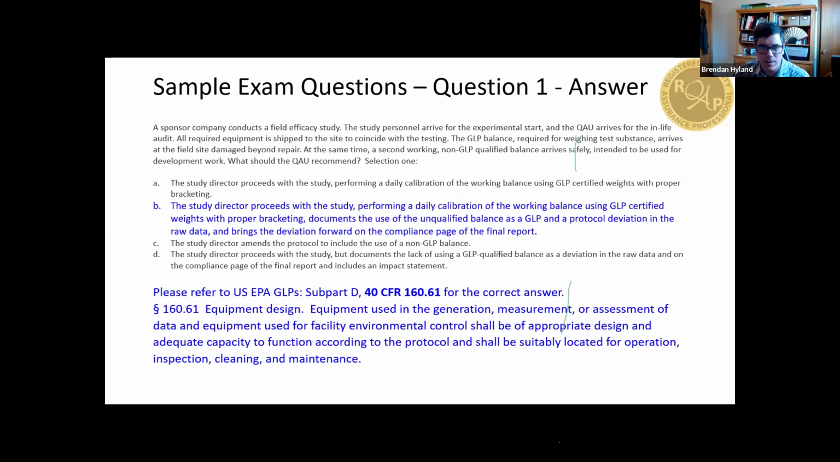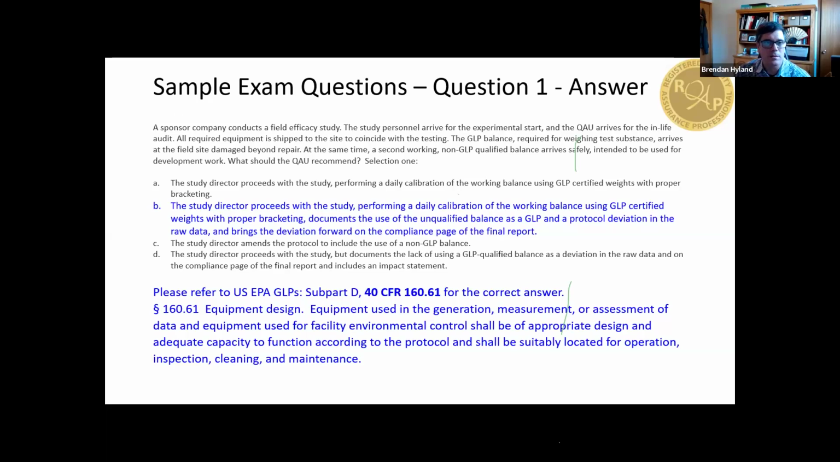If we look at the EPA GLPs, there's a requirement that equipment used in the generation, measurement, or assessment of the data, and equipment used for facility environmental control, shall be of appropriate design and adequate capacity to function according to the protocol, and shall be suitably located for operation, inspection, cleaning, and maintenance. So I think what they're saying here is that this is a GLP deviation, and also a protocol deviation.